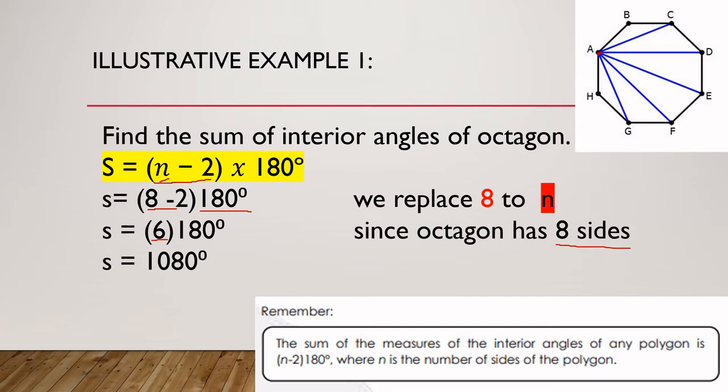So, we have triangle 1, triangle 2, triangle 3, triangle 4, triangle 5, and triangle 6. So, multiplying it by 180 degrees, the sum is equal to 1080 degrees. Remember, the sum of the measures of interior angles of any polygon is the quantity of n minus 2 times 180 degrees, where n is the number of sides of the polygon.